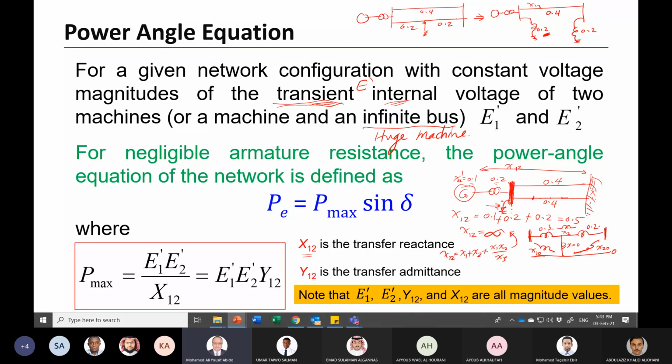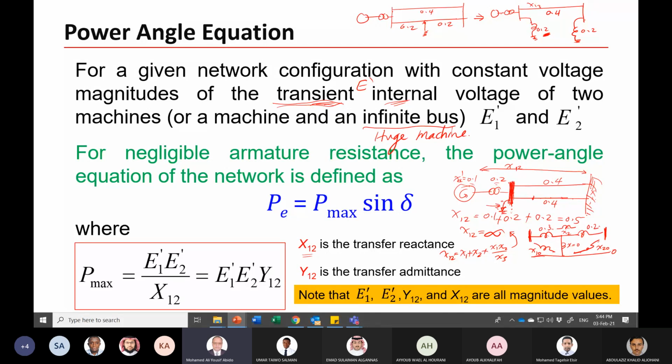All these configurations, I urge you to go over them in 520, in the stability part, where you have this calculation of X12 pre-fault, during the fault, and after the fault. And we will use these concepts here.